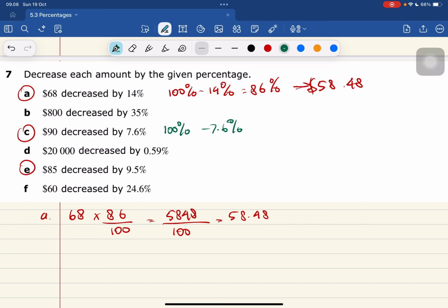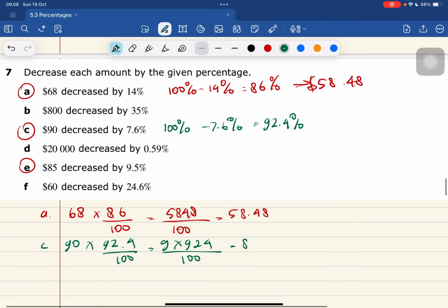Next for C, so 100% minus 7.6%. So we need to find it. 100 minus 7.6. So this is 92.4%. So for C, let's make it 90 times 92.4 over 100. So this is going to be 9 times 924 over 100. So 9 times 924 over 100, this will give us the answer of 83.16. So this is $83.16.